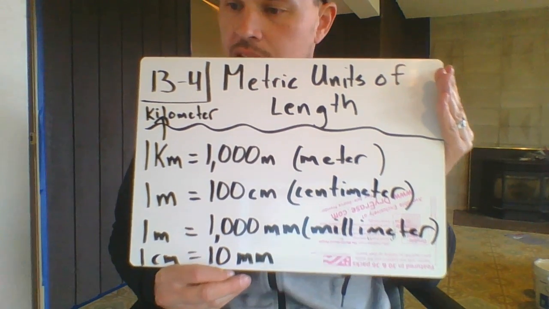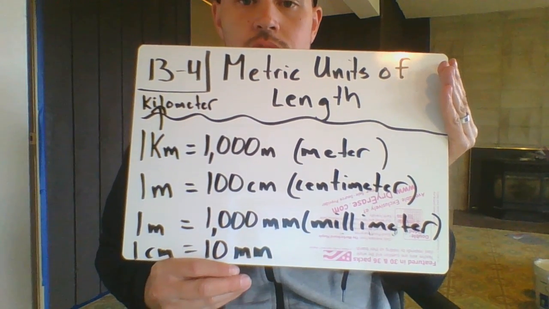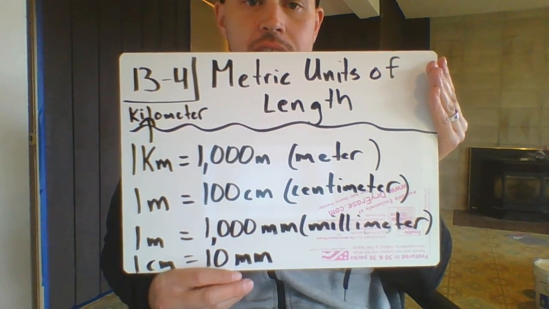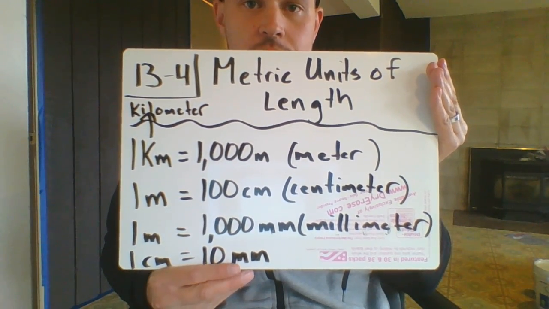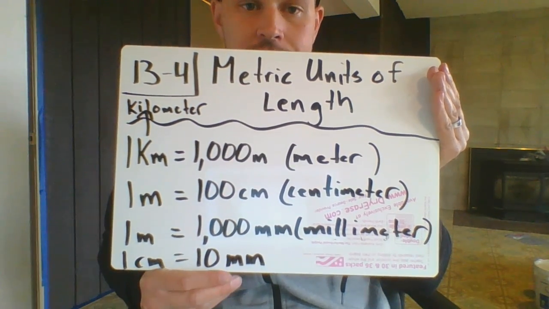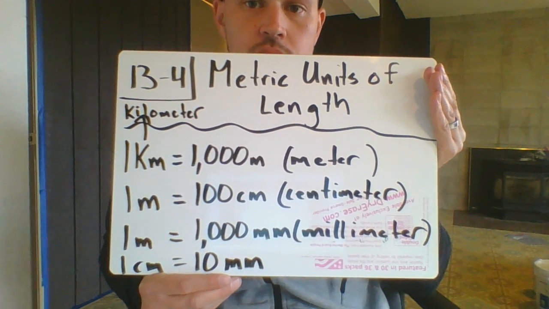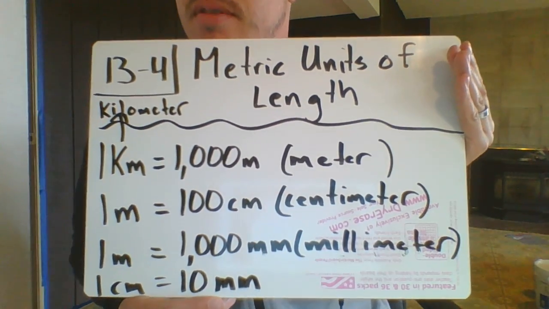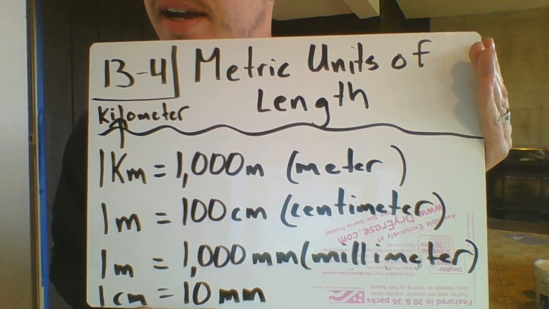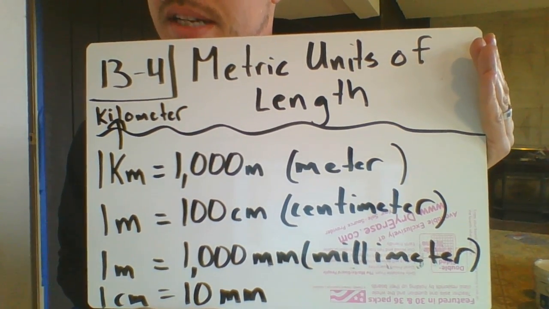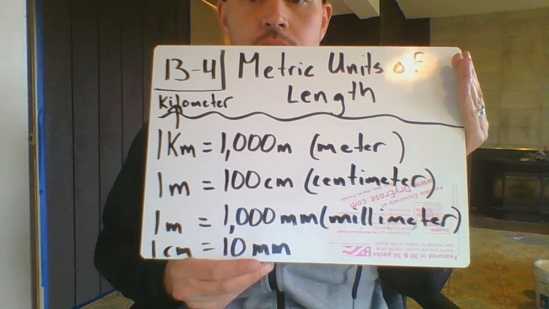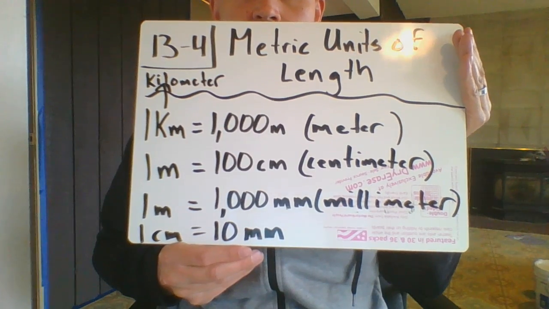13.4 is a very tricky lesson, and I usually do a lot of this in class. I teach a phrase called King Henry drinks Ucky dark chocolate milk. It helps you remember all the units of the metric system. But since we're doing distance learning, we're going to go simple this year and just talk about the main ones you need to know. So when you watch your video for the lesson, you heard kilometer, hectometer, decameter, meter, decimeter, centimeter, millimeter. We're just going to focus on kilometer, meter, centimeter, and millimeter.